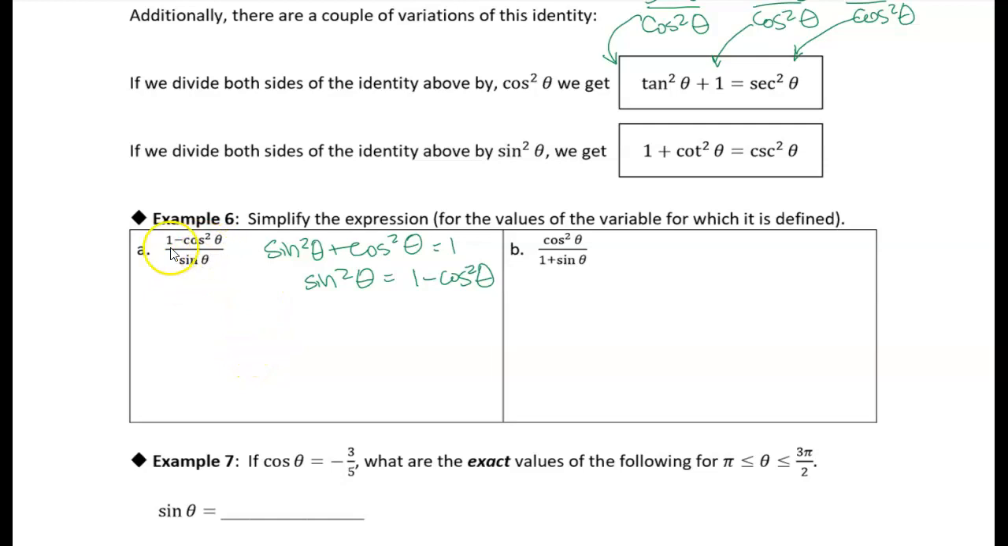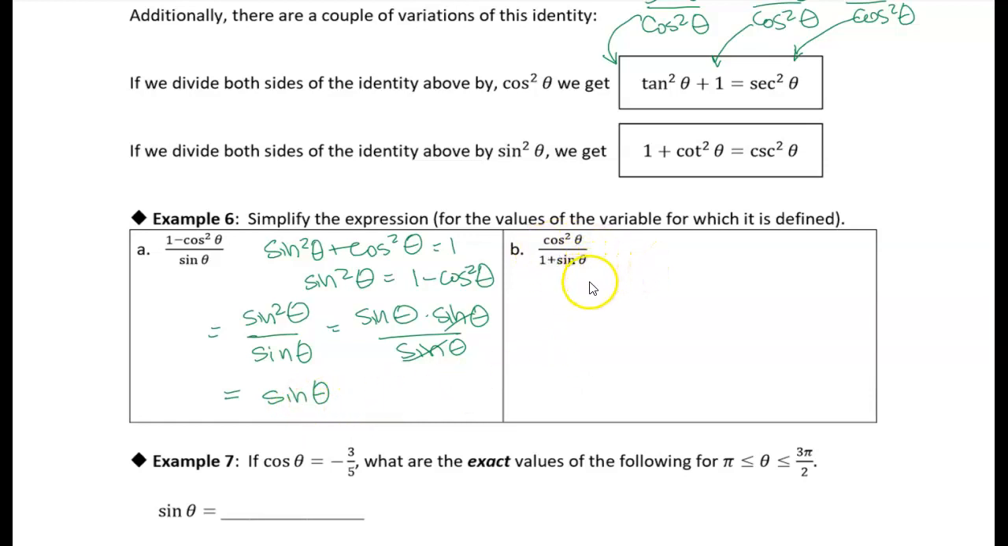Okay. So now you can see I can replace this numerator up here with sine squared of theta, right? Because 1 minus cosine squared of theta is equal to sine squared theta, and then it's divided by sine of theta. So sine squared of theta is just sine of theta times sine of theta, right? And then we're dividing it by sine of theta, and one of those will cancel. So what I end up with is just sine of theta. Okay? So this expression here in part A simplifies down to sine of theta.